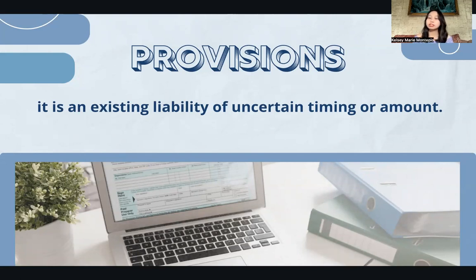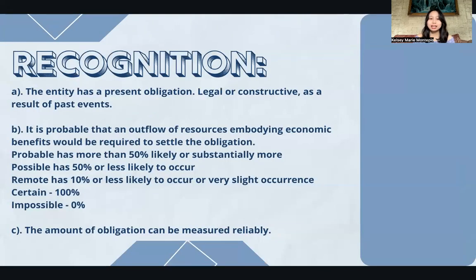Also, how do we recognize provisions? We have here: the entity has a present obligation, legal or constructive, as a result of past events. This is the simple concept of liability. So, may utang ka, or what we call provisions, and kung may meron kang present obligation, meaning nag-exist na yung utang kasi may nangyari na nung nakaraan or past events.